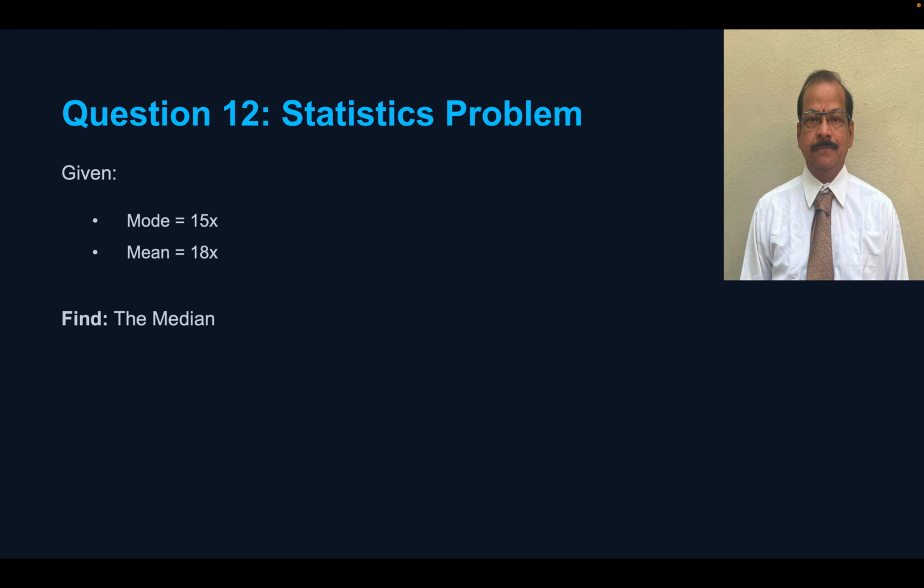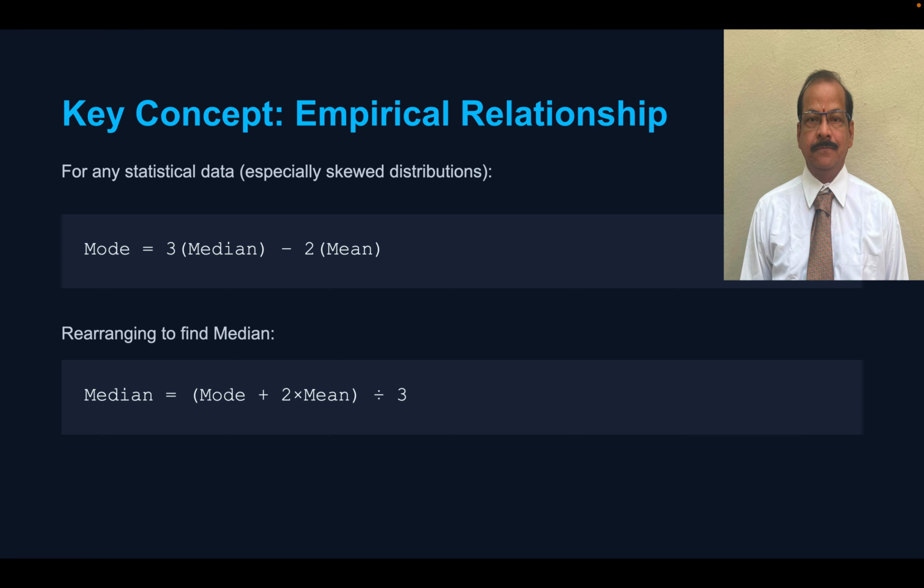Now, let's see what is the relation between these three components, the mean, median, and mode. Mode equal to 15x, mean equal to 18x. This is what is given in the question, and you are asked to find the median. So, what is the relation between mean, median, and mode? It is given by mode equal to 3 median minus 2 mean. Mode equal to 3 times the median minus 2 times the mean.